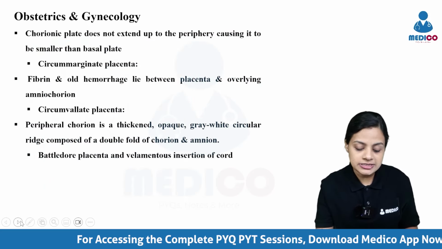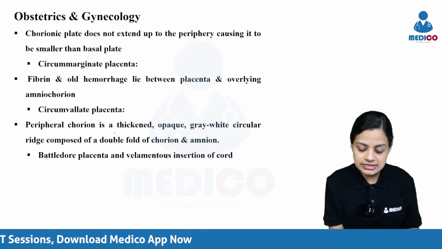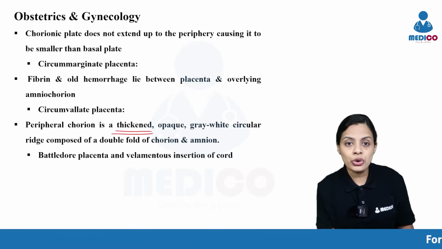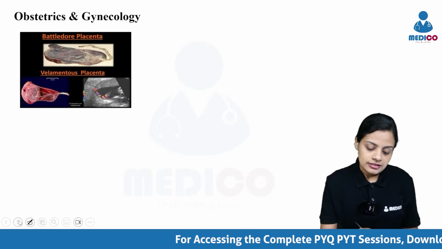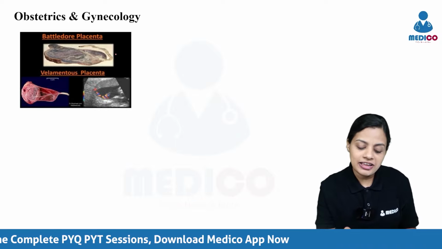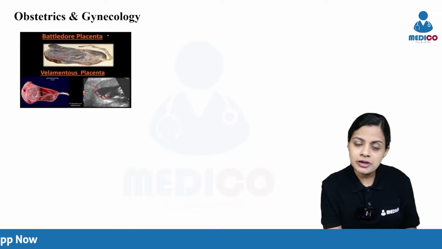They are of two types, a circummarginate placenta and a circumvallate placenta, where you have a more thickened double fold of chorion and amnion forming a valve-like structure. The next ones are the battledore placenta and the velamentous placenta. In battledore placenta, usually the umbilical cord is attached to the center of the placenta.